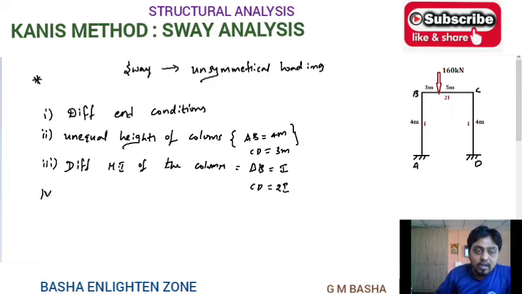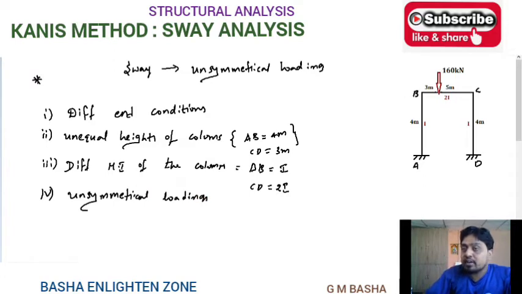Then unsymmetrical loading. So here we are in this condition. So the loading is not symmetric. On an 8 meter span BC, if the loading acts exactly at the center, 4 meters by 4 meters, then there will be symmetrical loading in this frame. But here the loading is in an eccentric manner, like 3 meters by 5 meters. Then this type of frame leads to sway due to the unsymmetrical loading. So we can solve this model by using Kani's method under sway analysis.